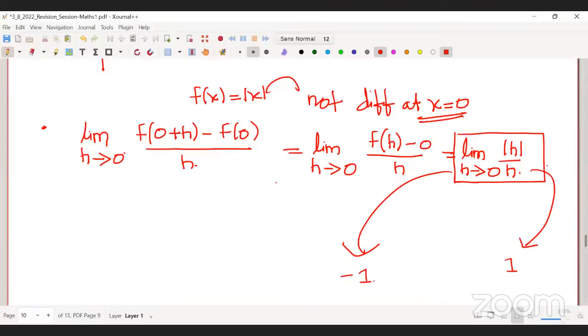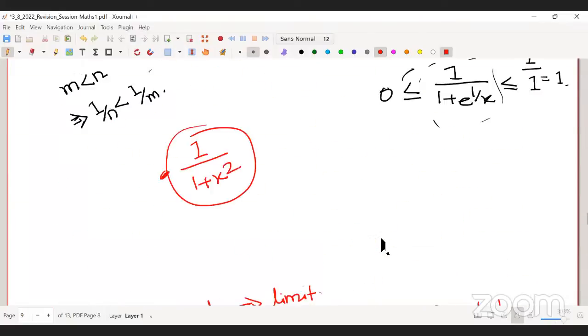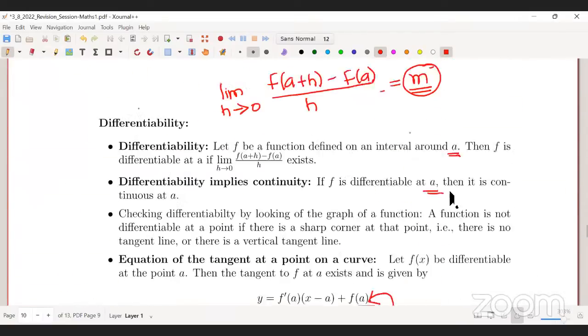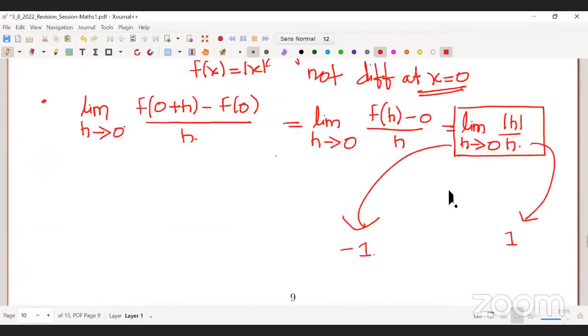Even in this session, if you see this question, you try to solve this. Even we have a similar question over here. Sir, a similar question only. That's why I'm saying. You try to do it. You use the definition.